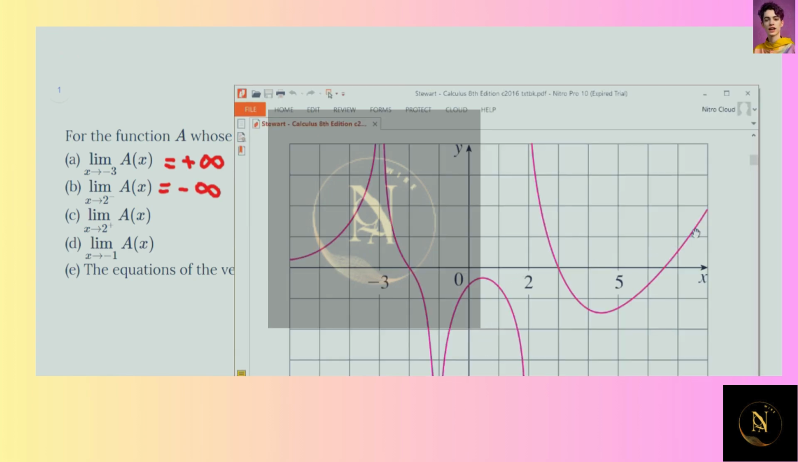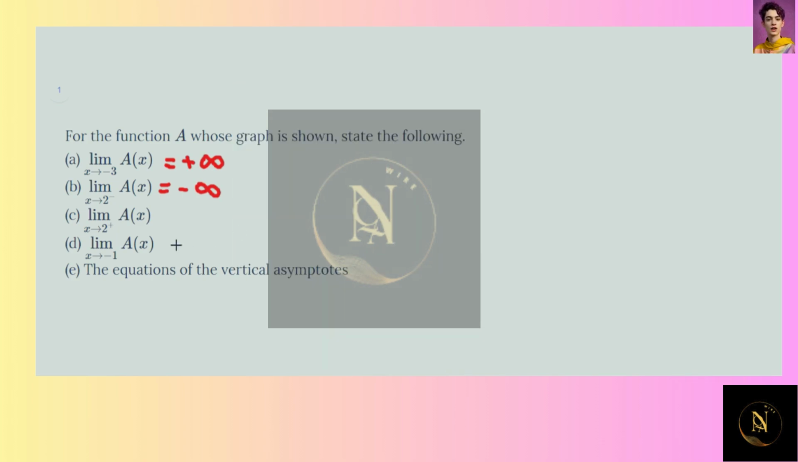Likewise, at 2, except coming from the right side, we see that the values increase without bound. They get increasingly larger, infinitely larger, and so we say that the limit for part C, as x approaches 2 from the right, is positive infinity.